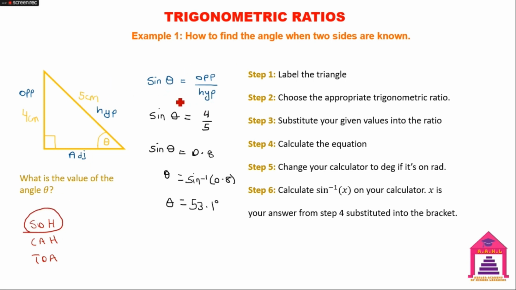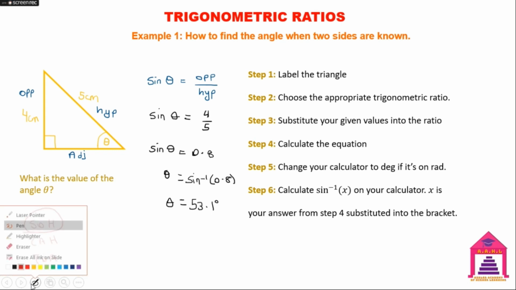And I rewrote it here. So you have sine theta is equal to opposite over hypotenuse. So we just chose our trigonometric ratio that we will be using. Next, we want to substitute our values. Opposite is equal to 4 centimeters, we put that there. Hypotenuse is equal to 5 centimeters, we put this here. And we have sine theta.